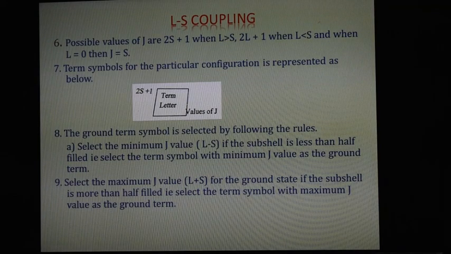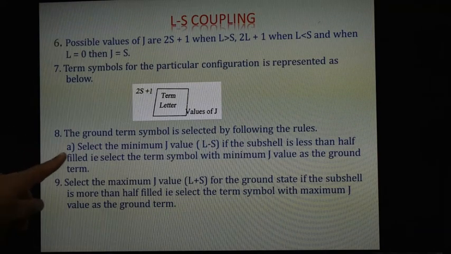So here, select the minimum J value, that is L minus S, if the subshell is less than half filled. For a d orbital, d5 means half filled, so fewer than 5 electrons means less than half filled. In that case, the minimum J value is the ground state term. So when the subshell is less than half filled, we have to use rule number 8.